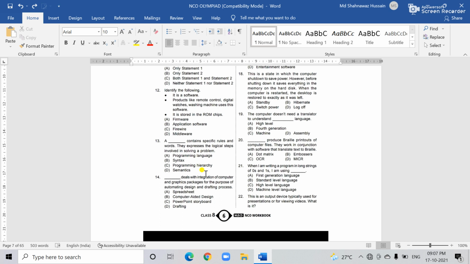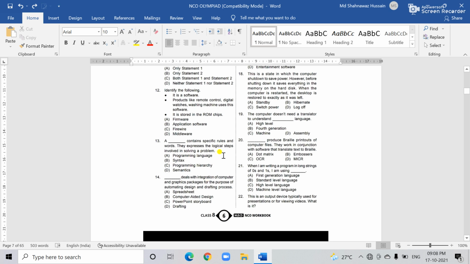The options are programming language, syntax, programming, hierarchically, and simultaneous. The correct answer is number one, programming language. Programming language is used to express logical operations or arithmetical operations. So the correct answer is number A, right?